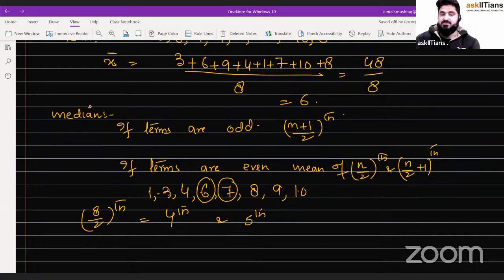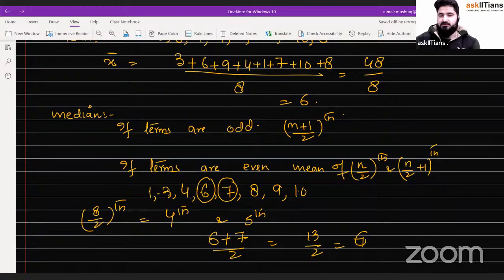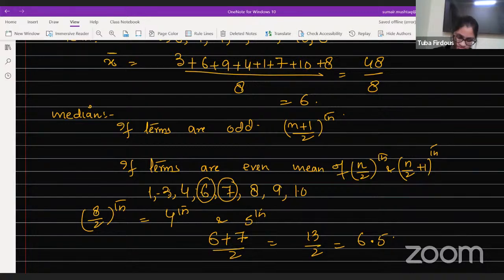Mean of these two terms means 6 plus 7 divided by 2. How much is 6 plus 7? 6 plus 7 is 13, divided by 2. That is equal to 6.5. Is that clear? Yes, sir. Very nice. Okay, fine.